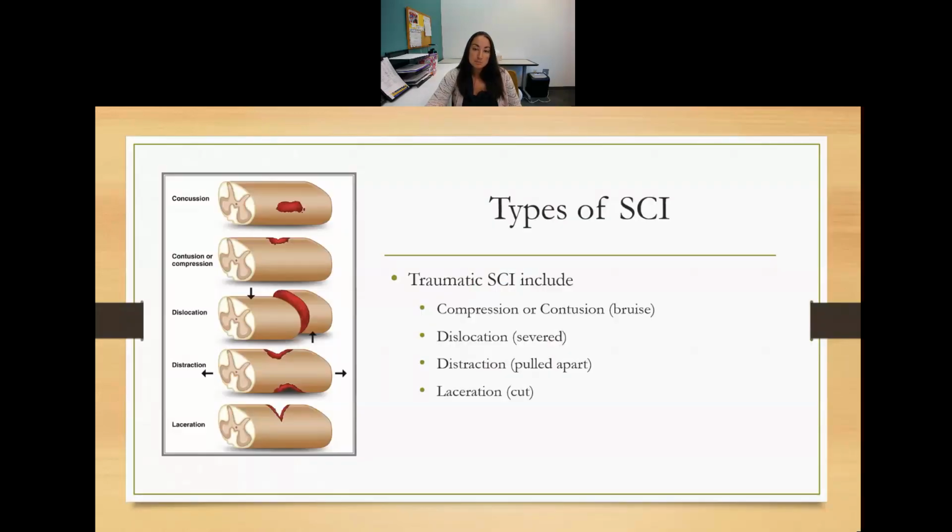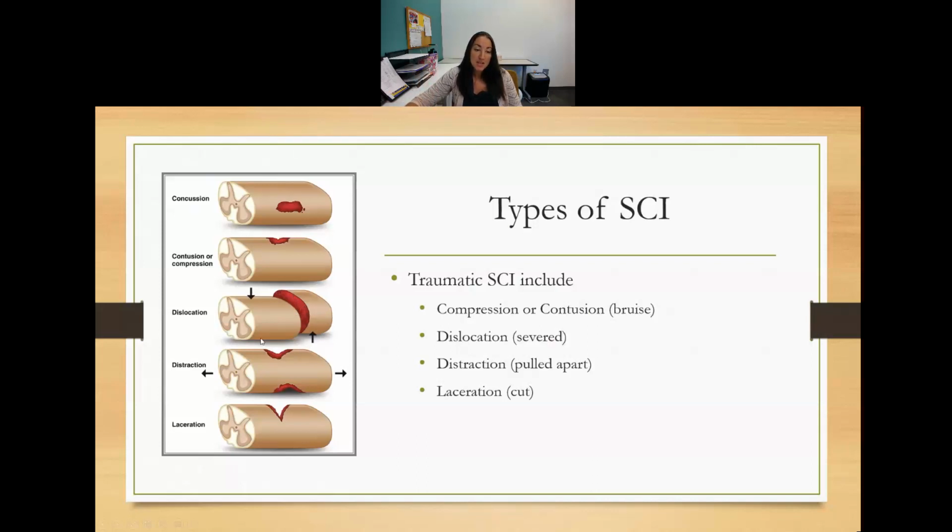Okay, so different other types of spinal cord injury. Concussion, so like a pushing on, a bruising of the area. Contusion or compression. Contusion is really a bruise. Compression would cause the same thing. Dislocation is also like a severed spinal cord, so it's kind of broken into two pieces. It's completely cut.